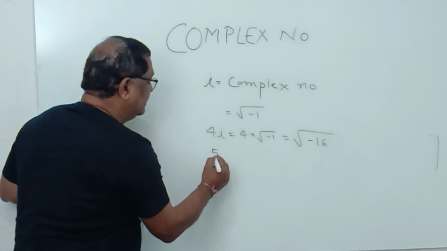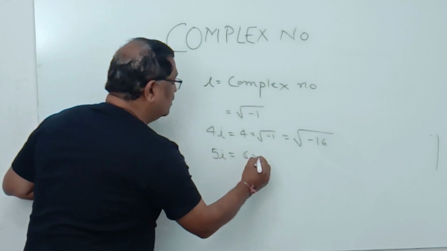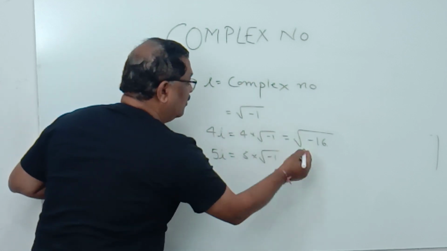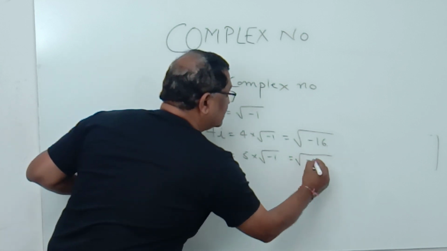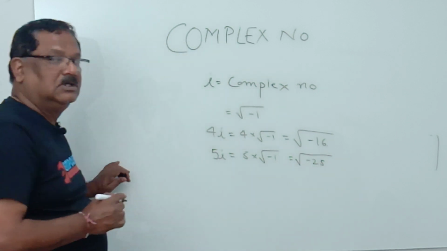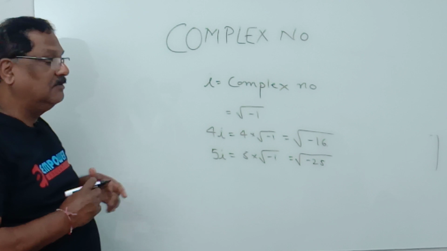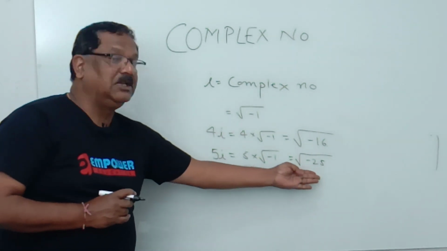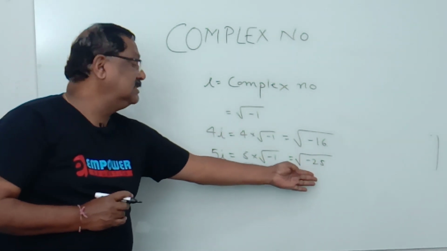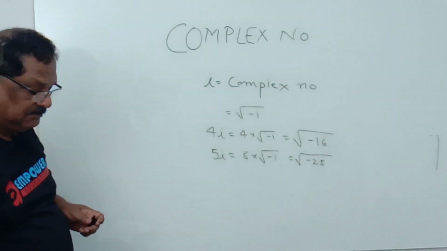5i, if I take, I can say it is 5 into root of minus 1. When the 5 goes inside the root, it is minus 25, like that. So whatever quadratic equation you have, if b square minus 4ac becomes negative, then you can convert this into a number which is a complex number.